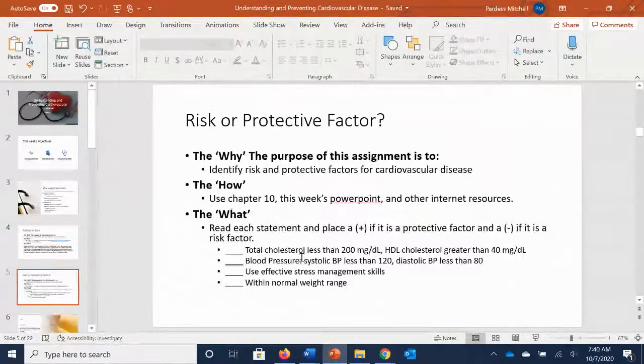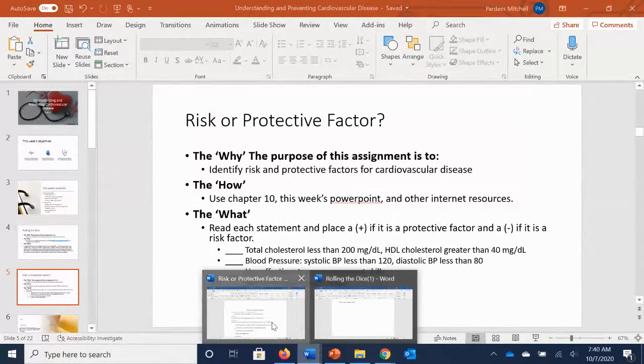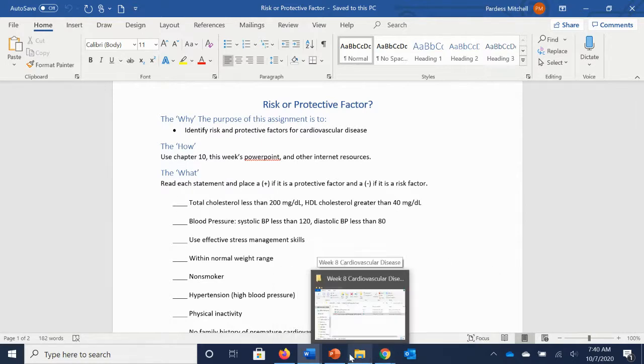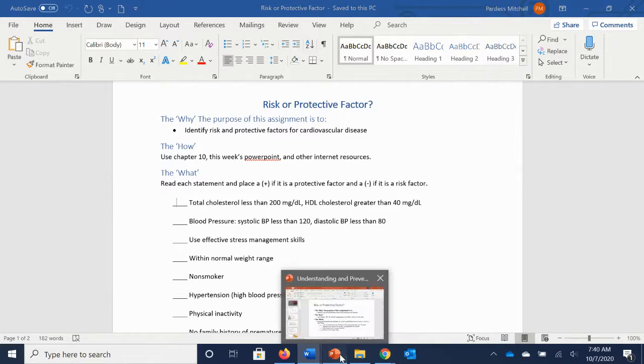The next assignment is risk or protective factor. For this, what you're going to be doing is just reading each statement, make a plus sign if it's a protective factor, and a minus sign if it's a risk factor. Excuse me. Moving on.